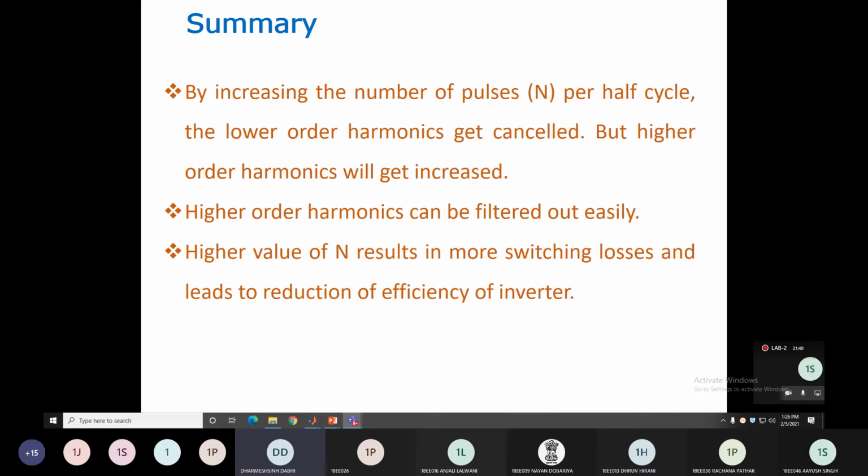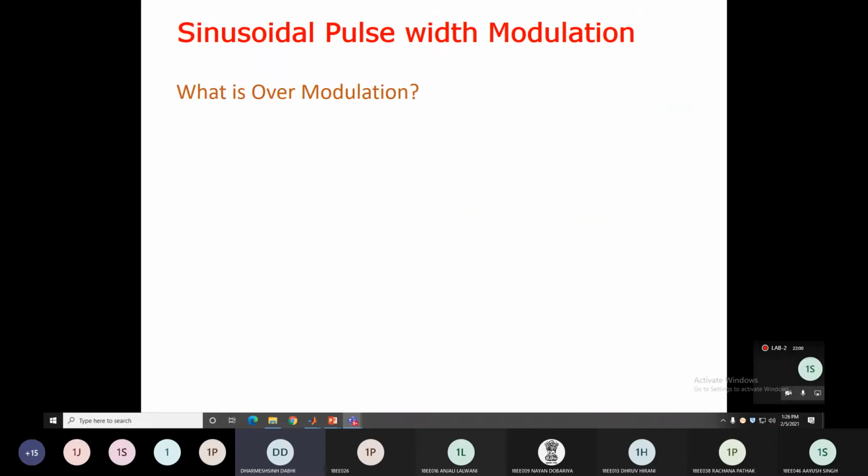If you want to design the inverter for less harmonic content, then you go for a higher number of pulses. But at the same time, the efficiency of the inverter will reduce. So based on your application, you choose the PWM technique to control the voltage as well as control the harmonics. Clear?